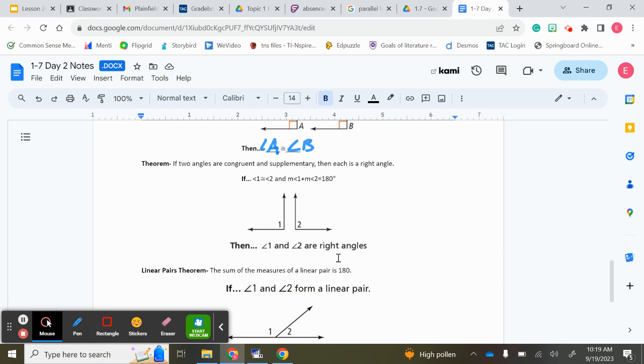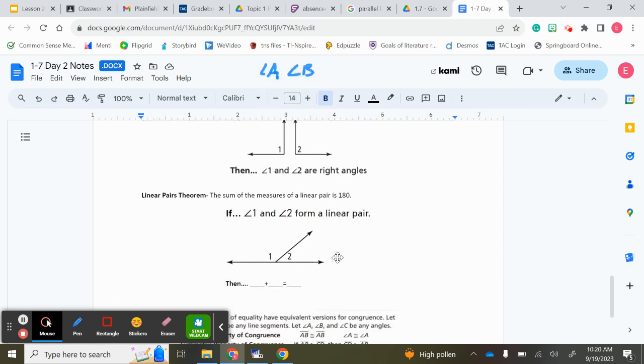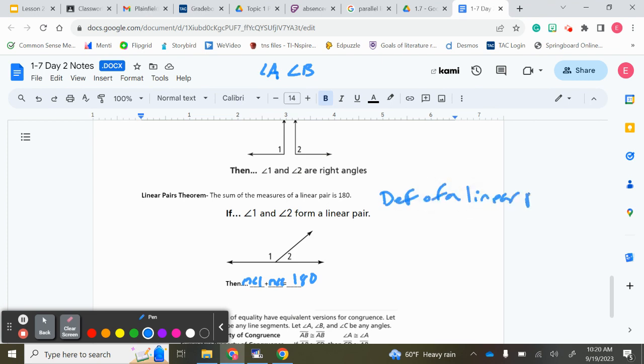Okay. Linear pairs theorem. This one is kind of big. It says the sum of the measures of a linear pair is 180. So if you have angle 1 and angle 2 form a linear pair, then the measure of angle 1 plus the measure of angle 2 equals 180 degrees. Now this is different from the definition of a linear pair. What you would state here is by definition of a linear pair, you would state that angle 1 and angle 2 form a linear pair.